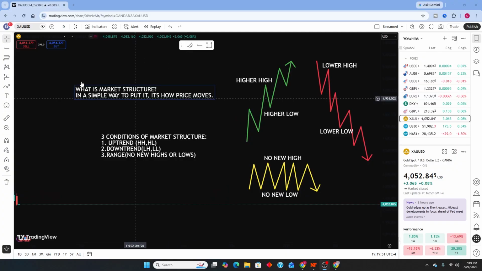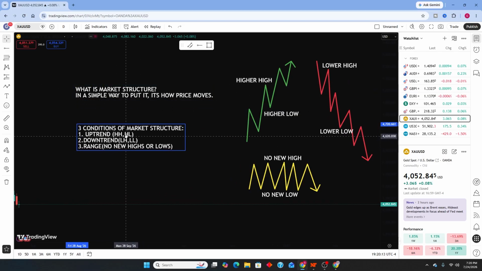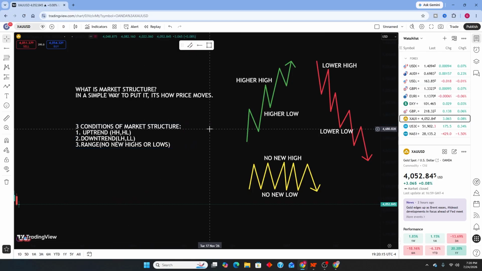First things first, what is market structure? In a simple way to put it, it's how price moves. Price is always going to move in a stairs motion, and once you understand that, you're going to understand basically how to trade. That being said, market structure and conditions of the market are pretty much the same.